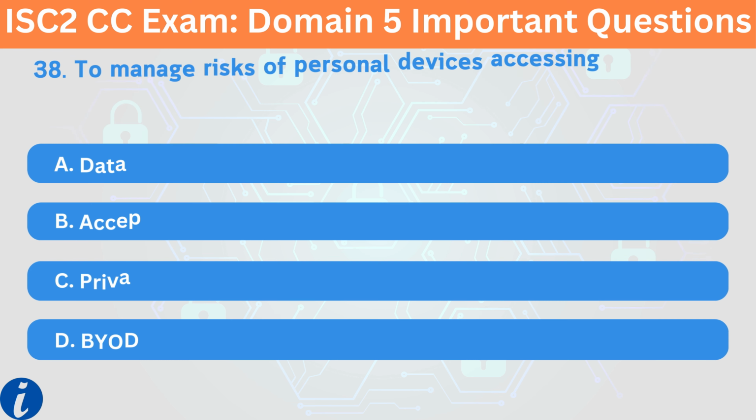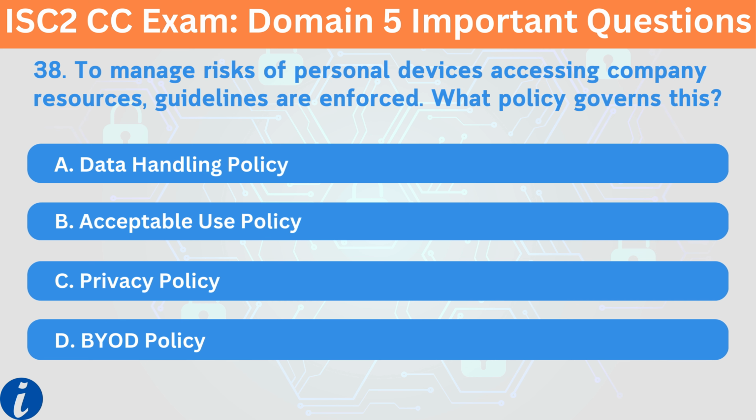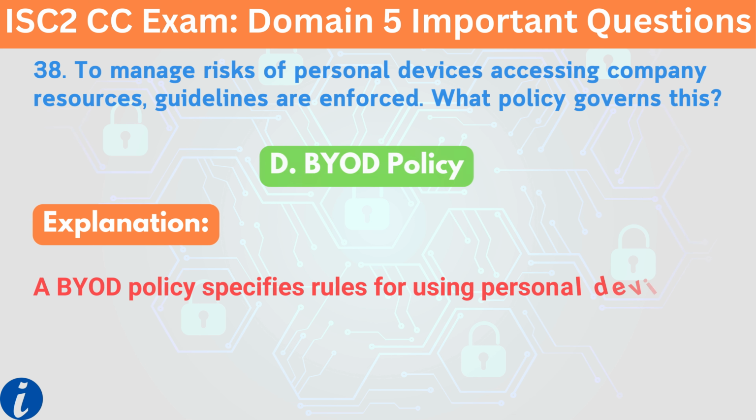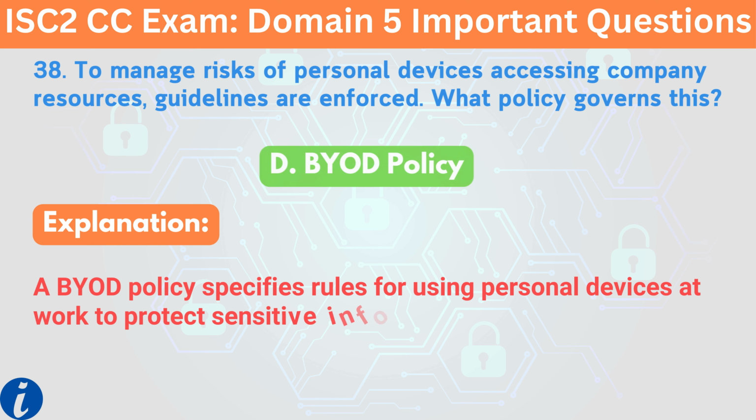38. To manage risks of personal devices accessing company resources, guidelines are enforced. What policy governs this? A. Data handling policy. B. Acceptable use policy. C. Privacy policy. D. BYOD policy. The correct answer is D. BYOD policy. Explanation. A BYOD policy specifies rules for using personal devices at work to protect sensitive information.